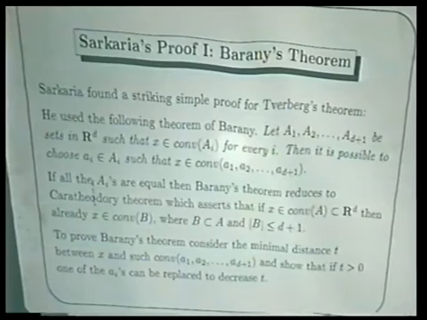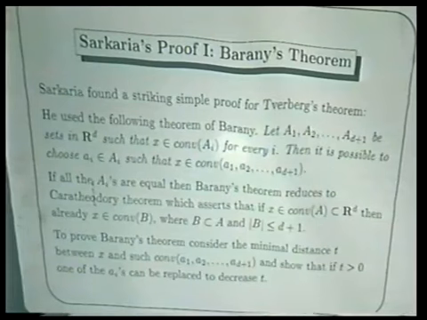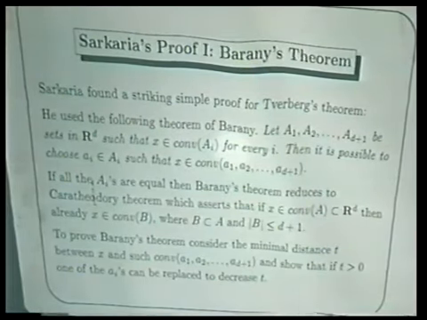So this is the condition. And then the conclusion is you can choose one point out of each set so that X will belong to the convex hull of this D plus 1 chosen points. So you can choose little a1 from the set big A1, little a2 from the set big A2, and so on, so that X will be already in the convex hull of these D plus 1 points.